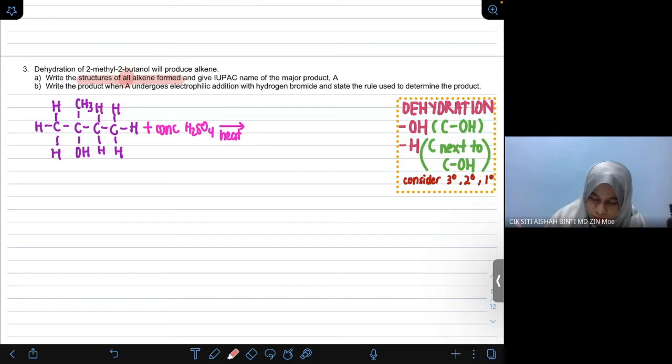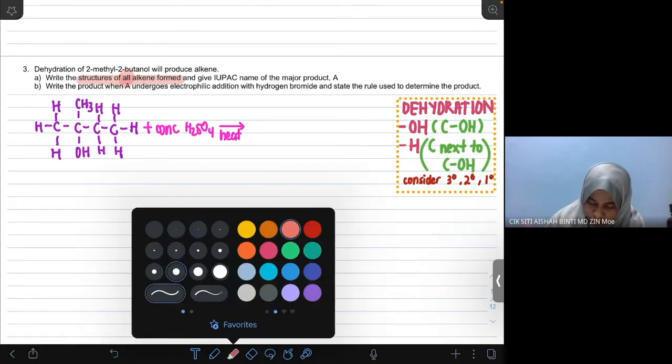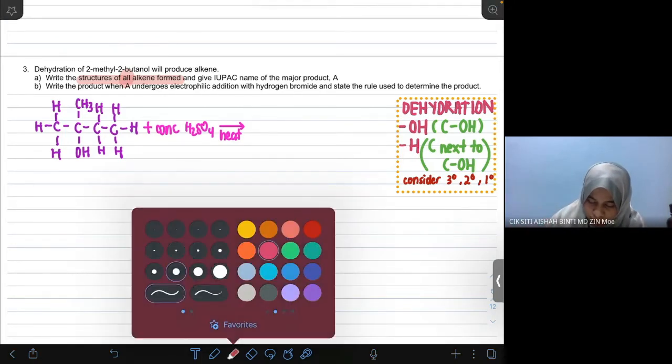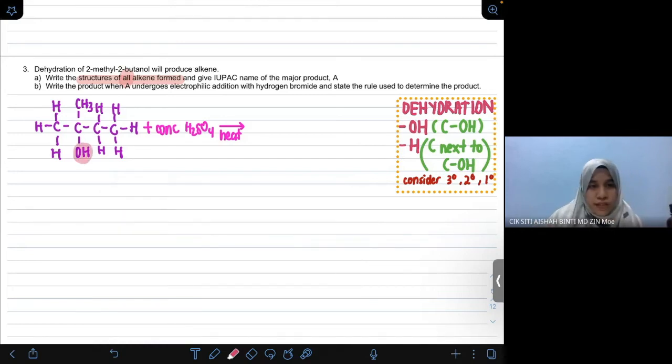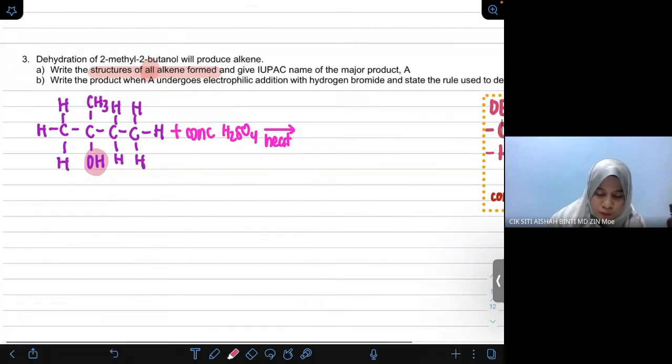Okay. So again, which atom, which OH, which hydrogen will we remove? First one is our OH, kan? This is the first step. Next, we have to check next to it. What is the classification of the carbon next to it?